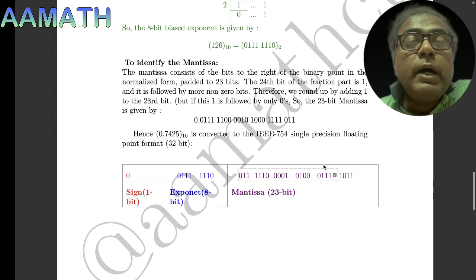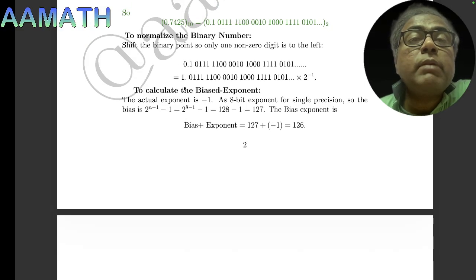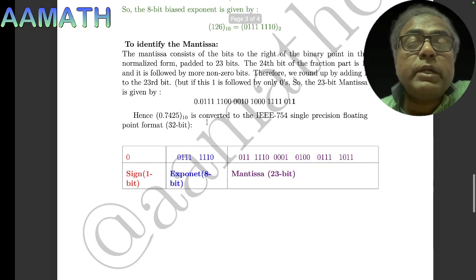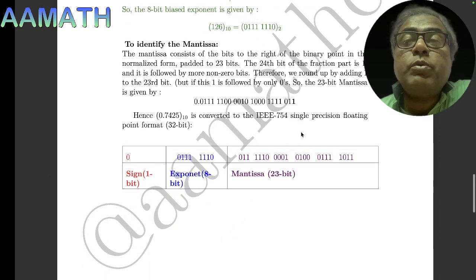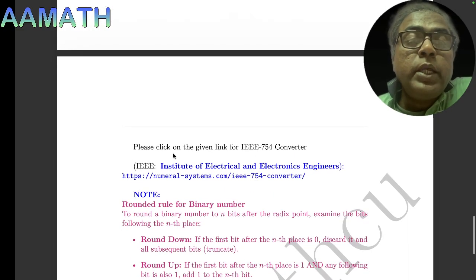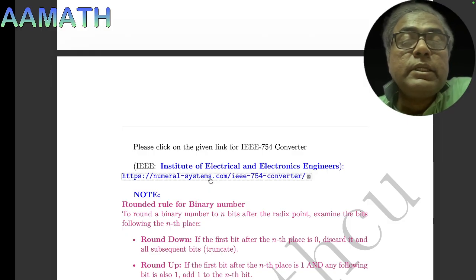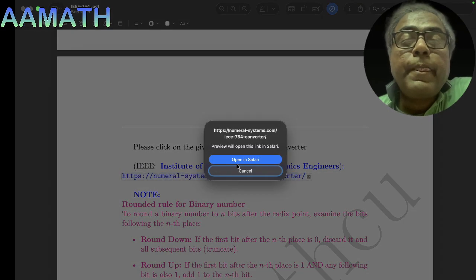So this is the 23 bits for the mantissa, the fractional part. For the integer part in the standard normalized binary form, there is no mention of the integer part in the IEEE 754 single precision floating point format. If you're interested, IEEE stands for Institute of Electrical and Electronics Engineers. Please click on the link.